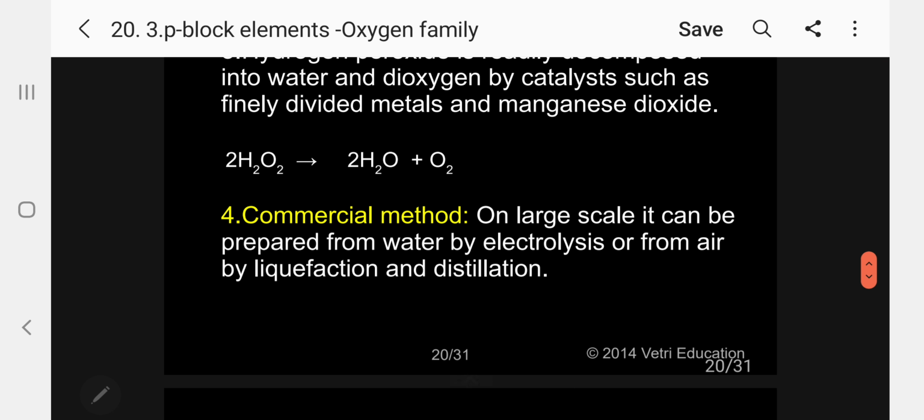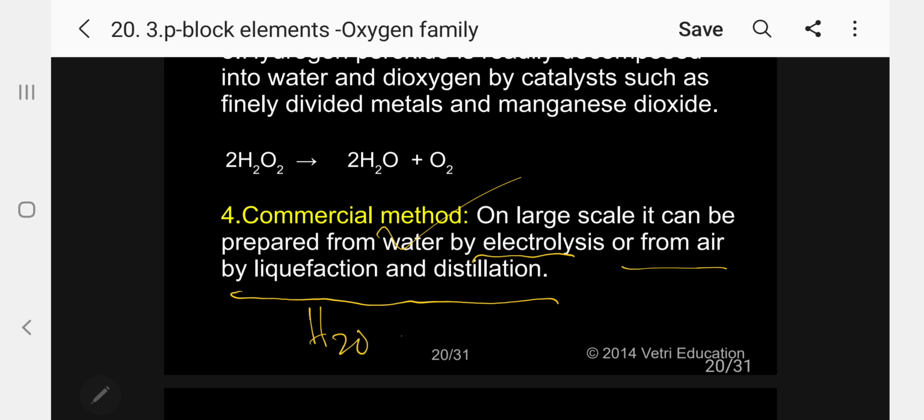On a large scale, it can be prepared from water by electrolysis or from air by liquefaction and distillation. So the main commercial method is electrolysis of water. You take water and pass electric current in a cell. So you will get H+ and OH- ions automatically produced.